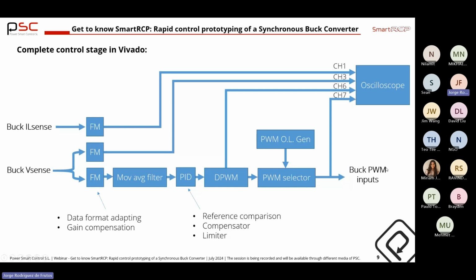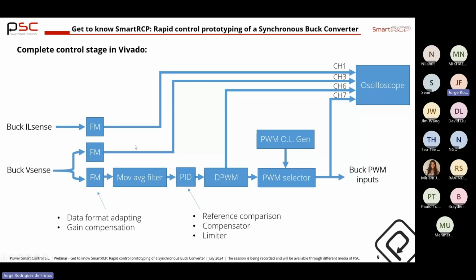Also, in this case, we are going to sense the buck inductor current. By the way, we are just going to send that to the oscilloscope. This signal is not used to control the converter. However, it is proposed for the people interested to close the loop also in current.